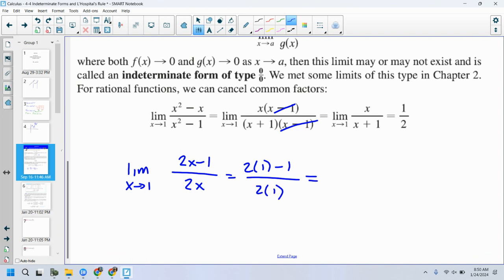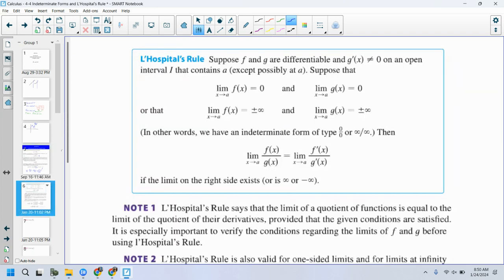What do I get? 2 minus 1 is 1 over 2. What? This is what L'Hopital said. He quoted it in his book. So you mean to tell me that if I have the derivative, I could possibly plug that in? Yes, that's L'Hopital's rule.